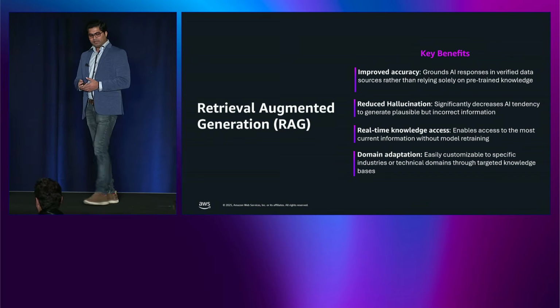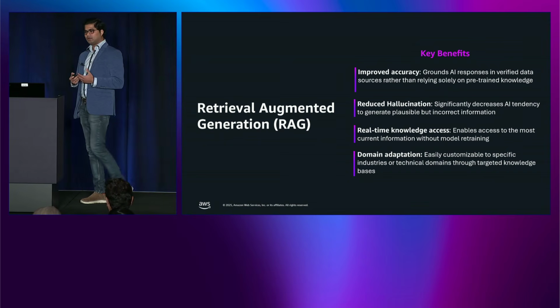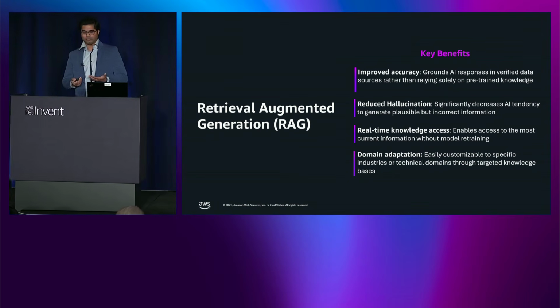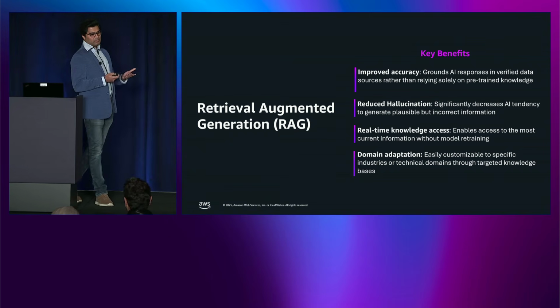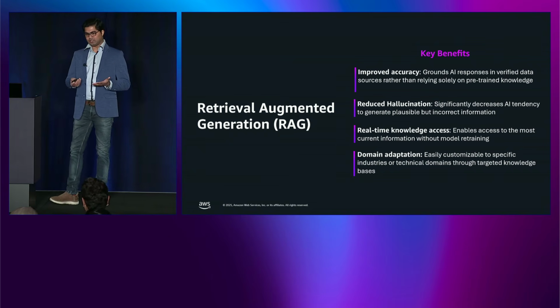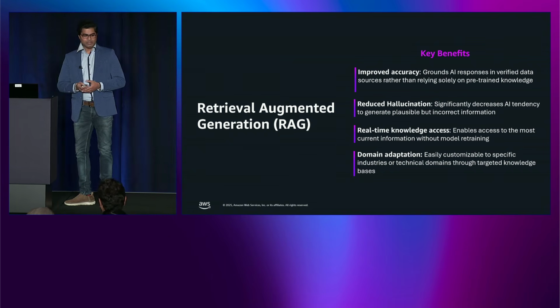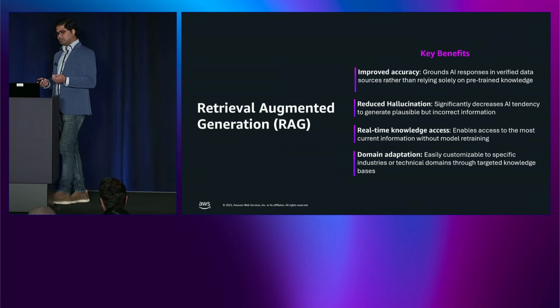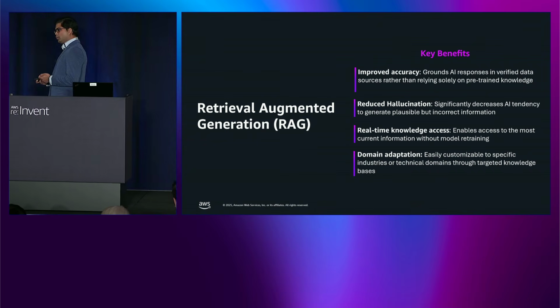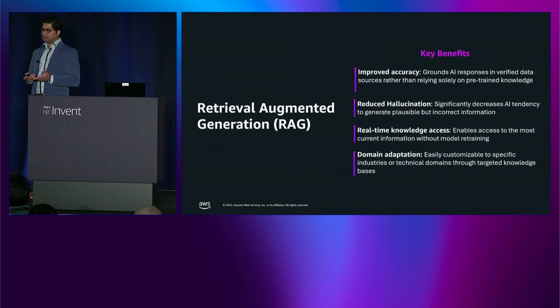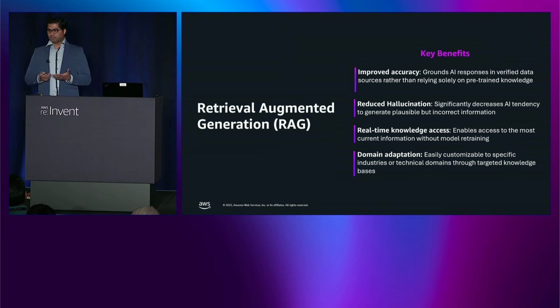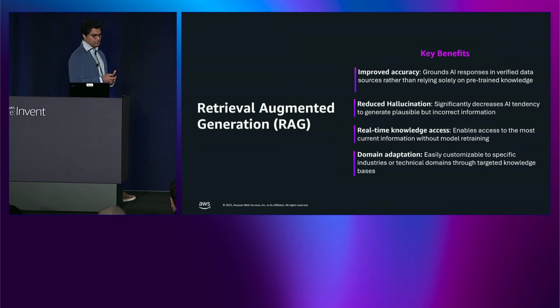So as explained, RAG helps build or augment your prompts with the latest information. It provides several benefits. One of them is improved accuracy, which is what we talked about. The second one is reducing hallucination. Sometimes your AI models, when they do not have the actual information, try to give wrong information. So you are reducing that by giving the latest information.